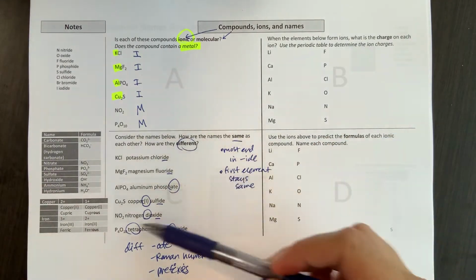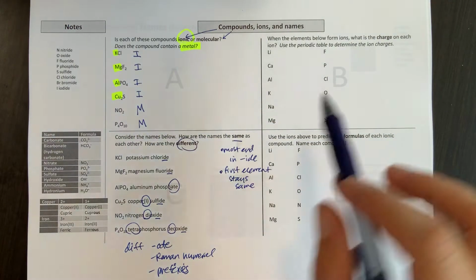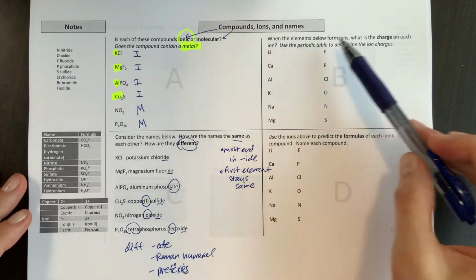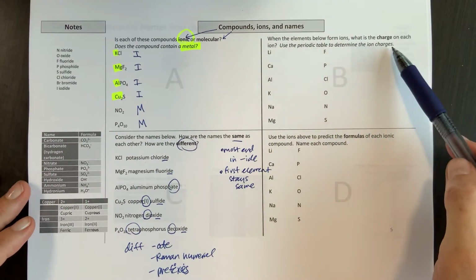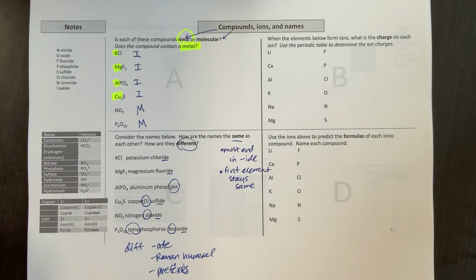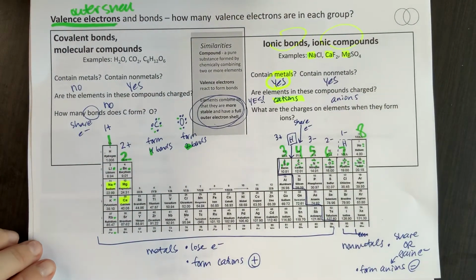So this is all going to end up tying into this ionic molecular piece. On the other side of the table here, when elements below form ions, what is the charge on each ion? And we want to use the periodic table to determine the ion charges. So we already did this a couple of slides ago. So if you can pull back your slides here, this is where we worked on the charges.